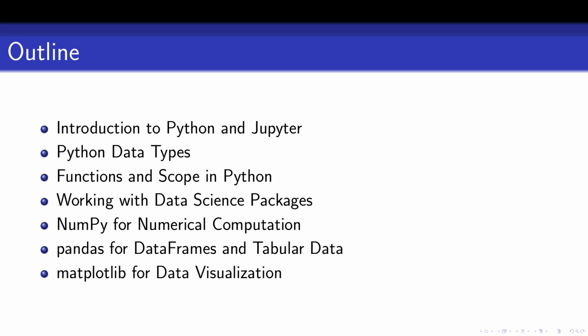Here's a quick overview of what we'll cover in this presentation. We'll begin with an introduction to Python and Jupyter, explaining what makes Python ideal for data science and why Jupyter Notebooks have become a go-to environment for coding and documentation. From there, we'll examine Python data types, including built-in types and container structures, before moving into functions and variable scope. Next, we'll explore how to work with data science packages, learning how to import and use powerful tools like NumPy, pandas, and matplotlib. These packages form the backbone of numerical computation, data manipulation, and visualization in Python.